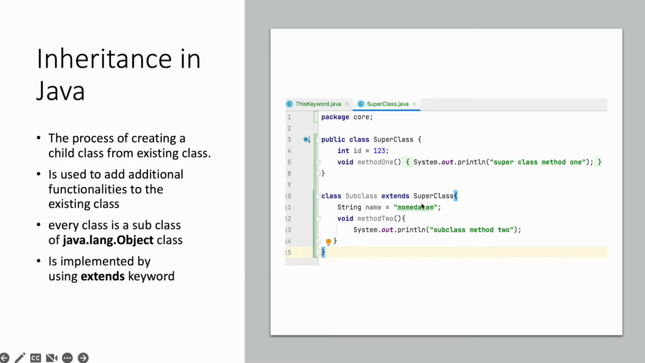We are not able to see them, but the JVM treats it as though there are two variables and two methods in the subclass. So all the members of the superclass will be inherited by the subclasses. Will that happen or not? Let us see.